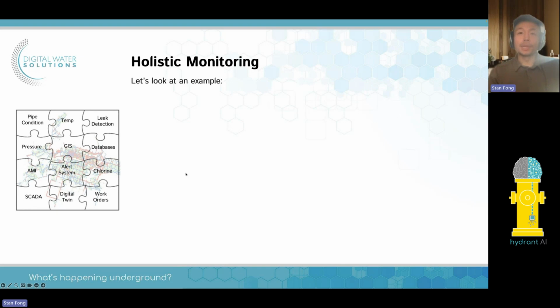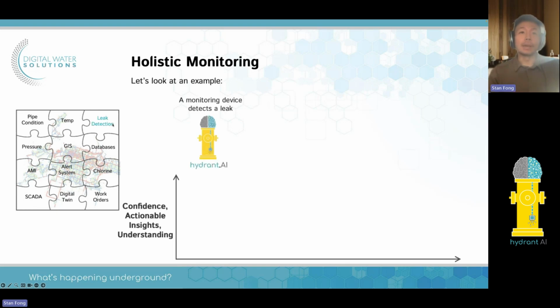So, maybe a more tangible example here. Let's say that you've got leak detection. So we detect the leak, and that tells you, I might have a leak. So on this axis, we've got confidence, or maybe the amount of actionable insights you're getting from your data and the level of understanding you have of the problem.